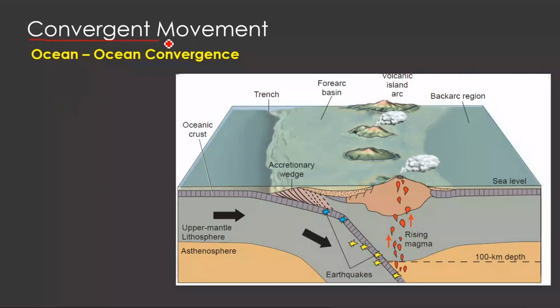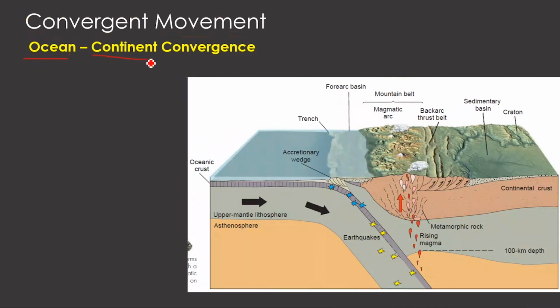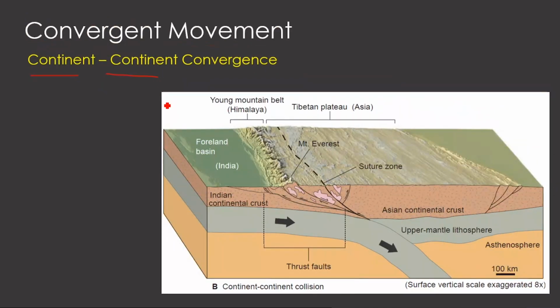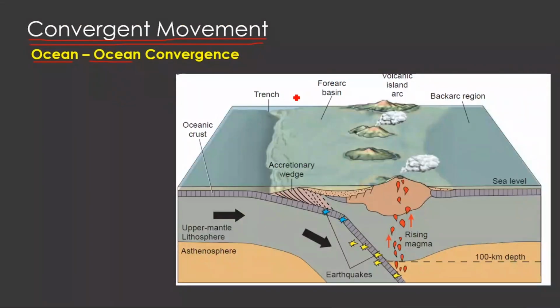Next is the convergent plate movement, where two plates are coming towards each other. This movement of coming towards each other can happen either by an ocean-ocean convergence, or an ocean and continent convergence, or a continent-continent convergence. So there are three basic ways in which convergence can happen.